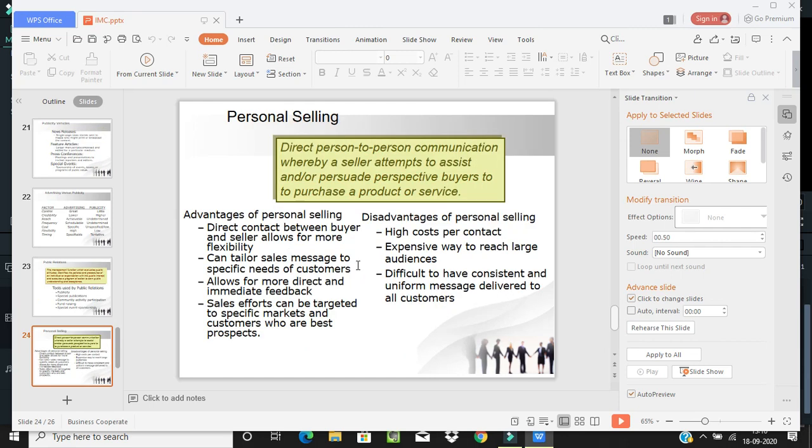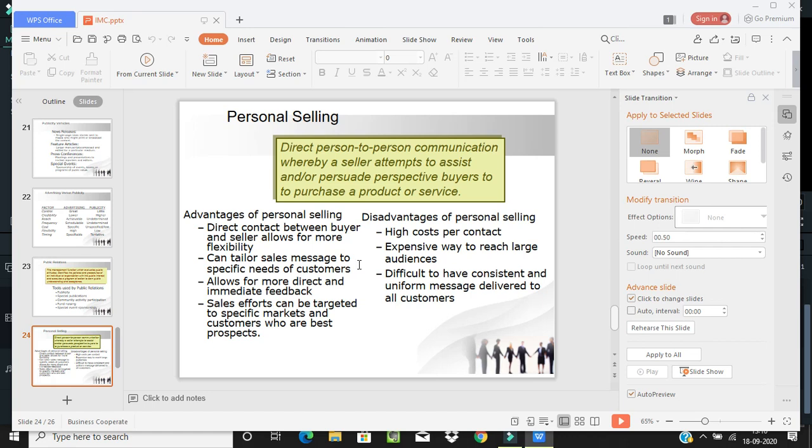Now personal selling. Direct person, that means personal selling, as you know, is door-to-door or person-to-person communication, whereby a seller attempts to assist and or persuade prospective buyers to purchase a product or service. One advantage of direct personal selling is direct contact between the buyer and seller, which allows for more flexibility. It contains a tailored sales message to the specific needs of customers, and allows for more direct and immediate feedback.